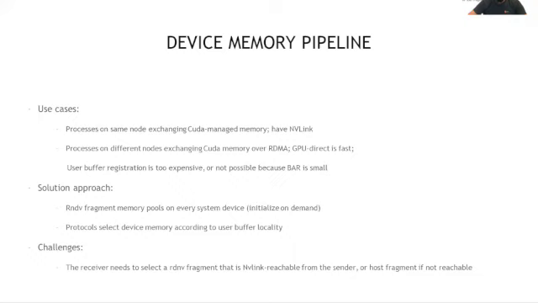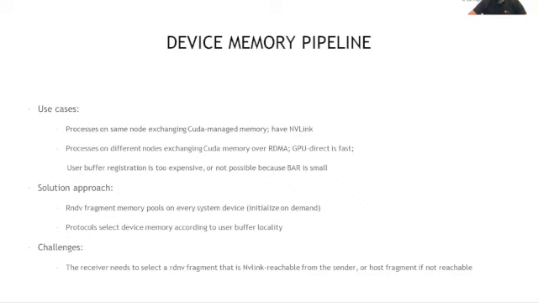So the approach we took is that in the UCP layer, the rendezvous fragment pool is per system device, and we initialize it on demand to not initialize pools that we're not going to use. And the protocol should select the device memory according to user buffer locality. So we go and query the system device of the user buffer and select it accordingly.